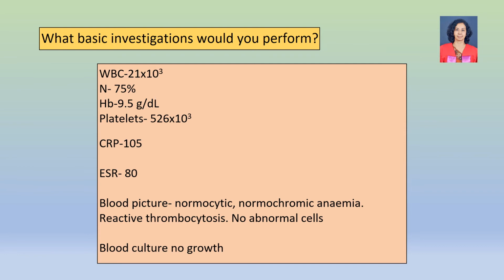The C-reactive protein, which is found to be 105 in this child, and an ESR of 80. So both of them support an inflammatory condition. But the CRP of 105 may indicate an infection as well. Therefore, we need a blood culture to rule out a systemic infection. The blood culture did not reveal any growth in this child.